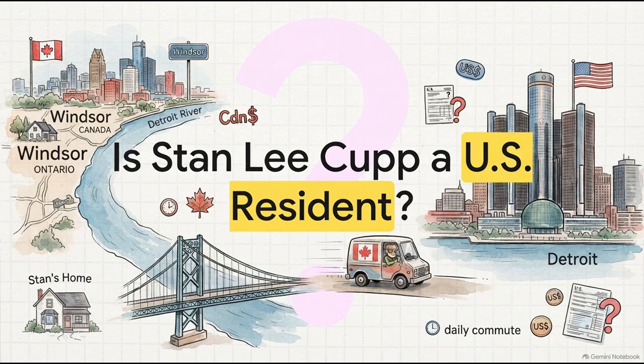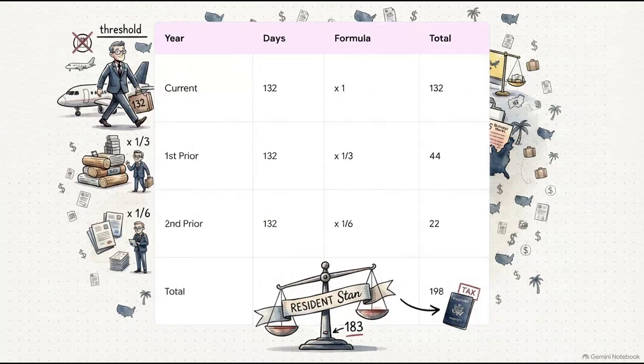And that brings us to a really critical question for our bakery owner, Daniela. Let's say she hires a Canadian citizen who lives in Windsor, a guy named Stanley Cupp, to drive her delivery van into Detroit every single day. Does Stan accidentally trigger U.S. tax residency just by making that daily commute? Well, to find out, we have to use the substantial presence test.